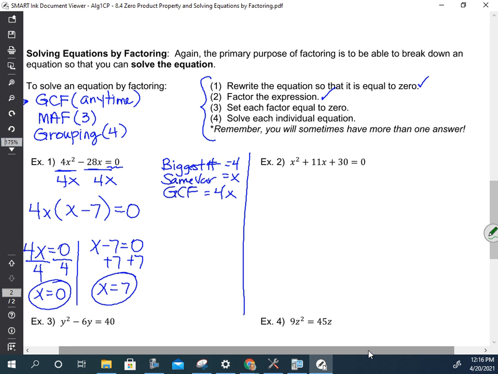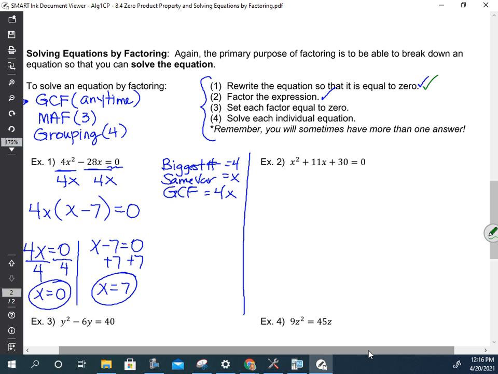All right, so let's do another example. X squared plus 11x plus 30 equals 0. Follow the same steps. Rewrite the equation so it is equal to 0. Is this equal to 0? Check.